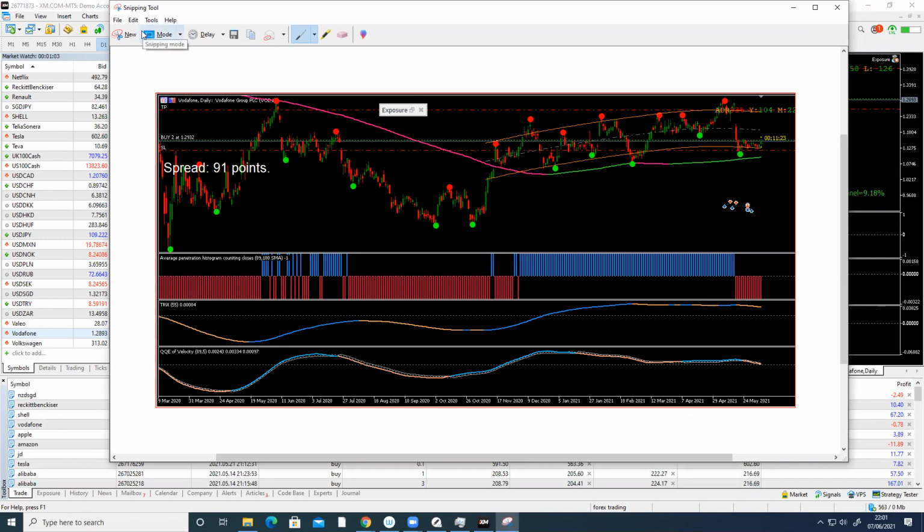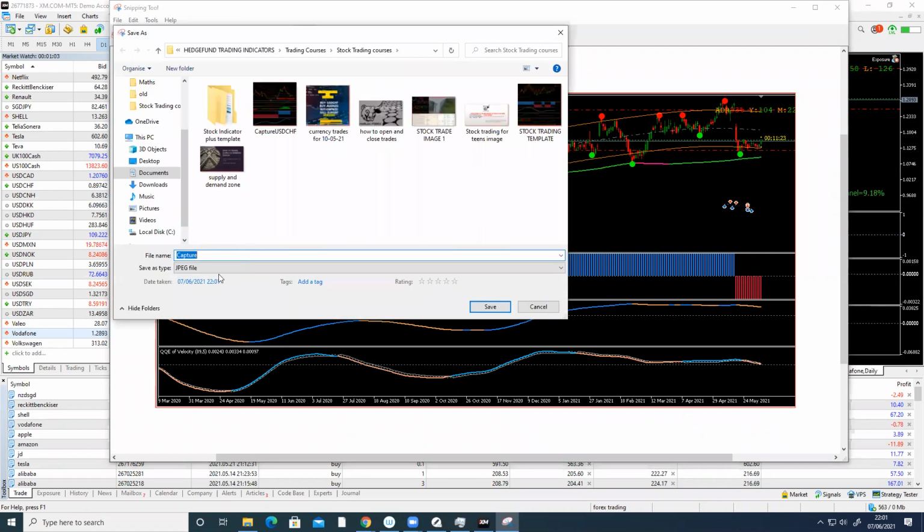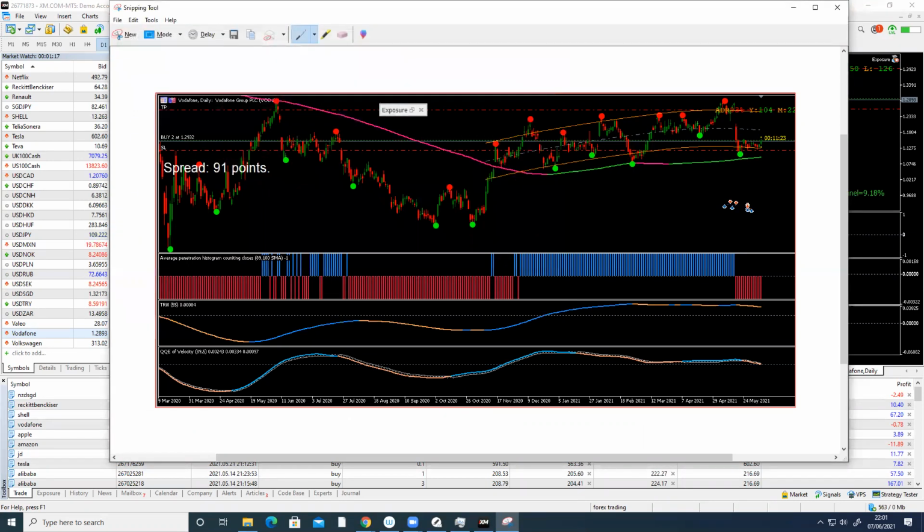Or what you could do is go to File, Save As, and say Voda Trade, and then save it. And then all you've got to do is go back to where you saved it and then upload it. Understand? But also you could put this in your PowerPoint so you see what the trade looks like. And then also you could put the day when you buy it and everything, so you can do analysis and see what the trades are looking like.